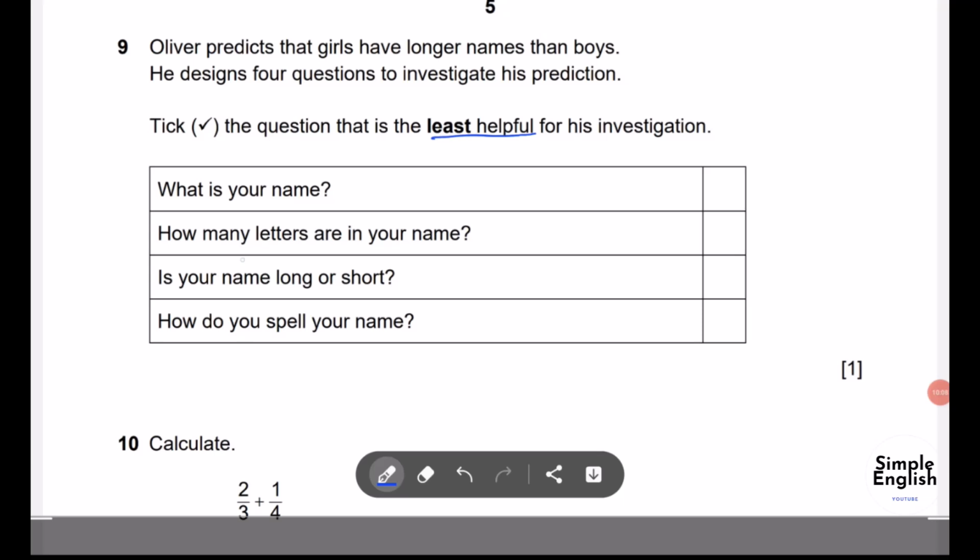How many letters are there in your name? Yeah, it's helpful, right? Is your name long or short? No, it's not helpful. How do you spell your name? It's kind of the same as this one, right? It's also helpful.